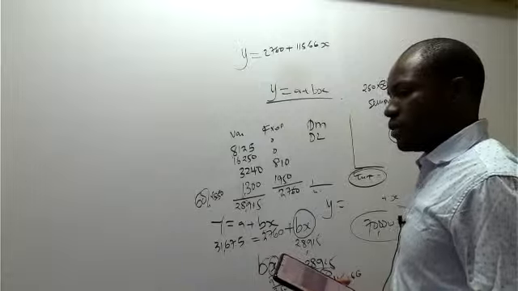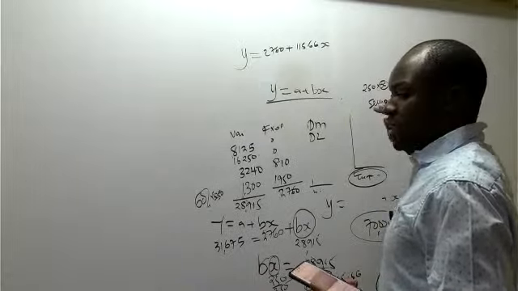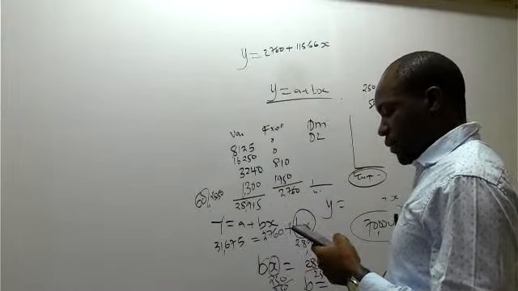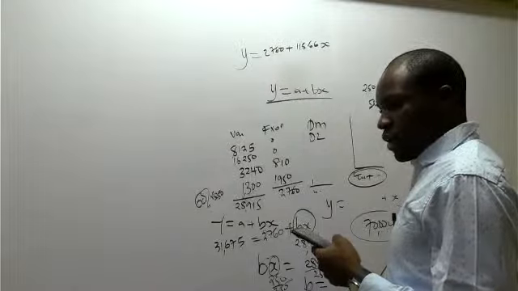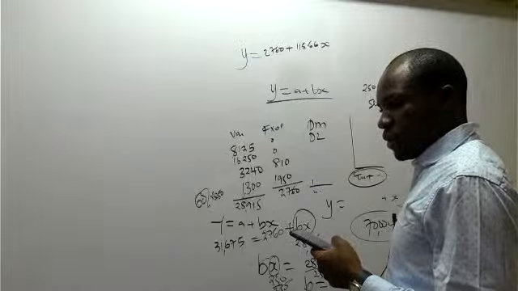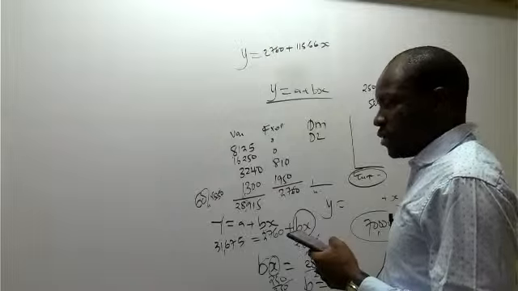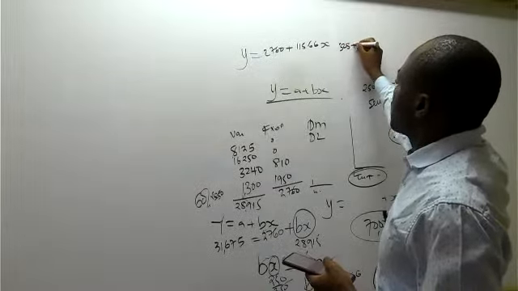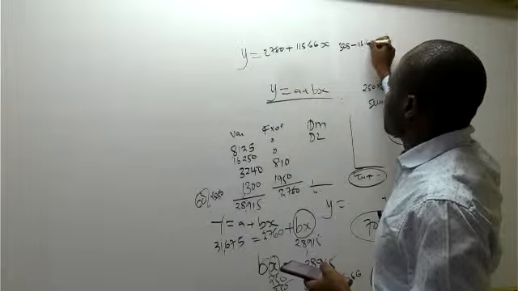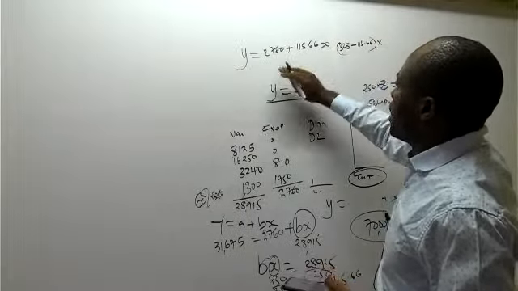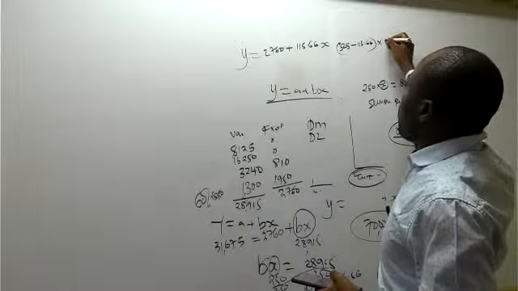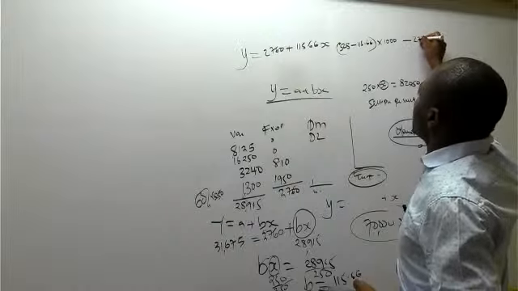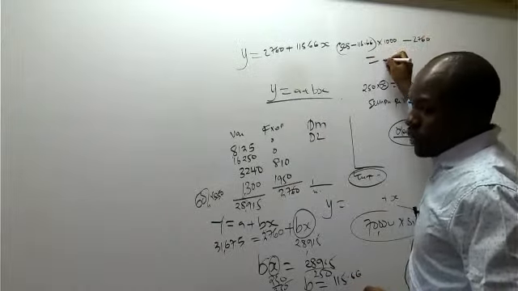Selling price per unit. Ni ngapi? Ukidivide hapo unapata ngapi selling price per unit? Unapata 328. So unakuwa na 328 is the selling price minus variable cost which is 115.66. You multiply by the quantity that they are selling, which is 1,000. Then you less fixed cost which will not change. Ukifanya hivyo utapata net profit.